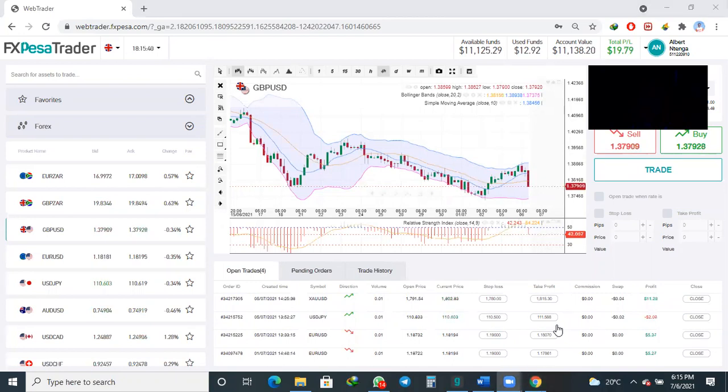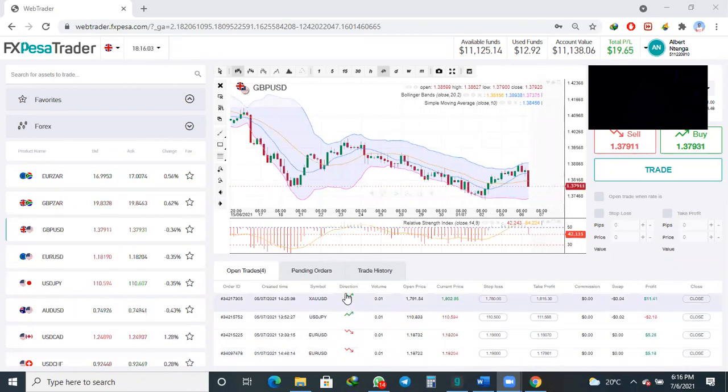Let me move this up here. So if you see down here, don't know whether I can zoom. I can't zoom, but they are so tiny. Don't know whether you can see them. So down here you can see the trades.